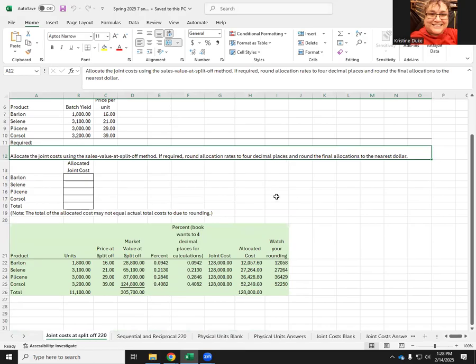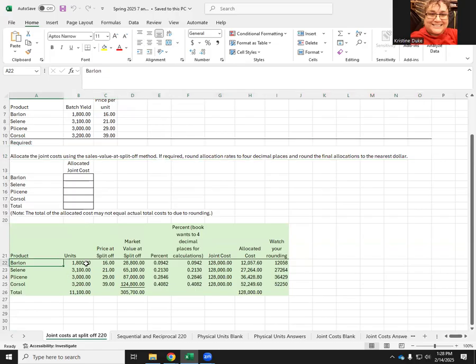Okay, so I went in when I'm setting this up just to help myself get through the problems. Of course, I'm always using Excel. Always, always, always using Excel. So here's my products, here's my units, my split off, here's the market value of split off, which is basically this times this. You've got that all going there. There's my percentages. They're all to 4 decimal places here.